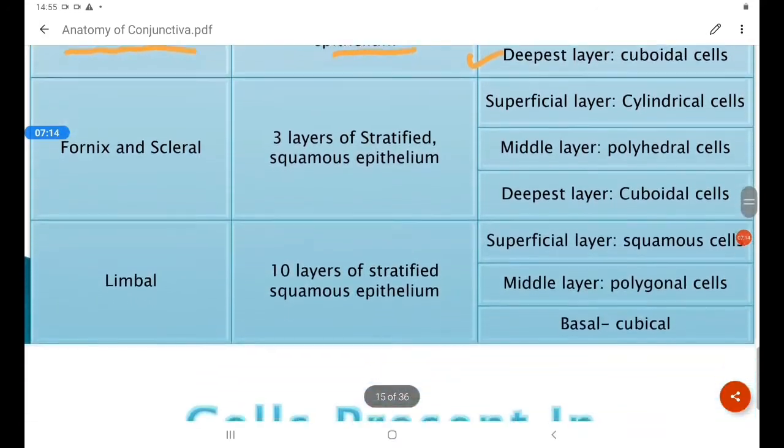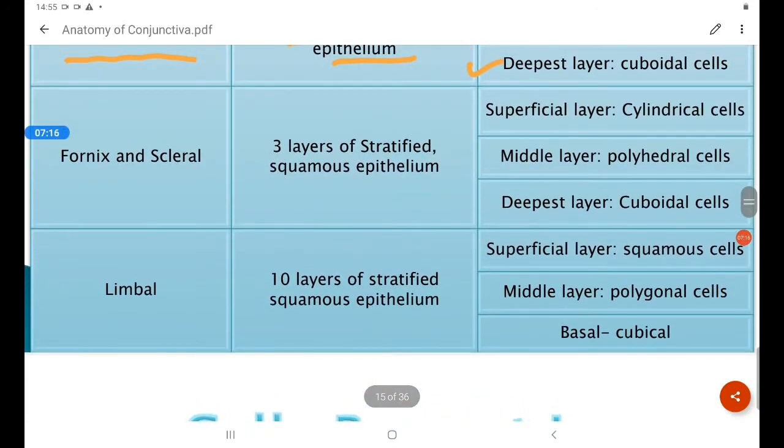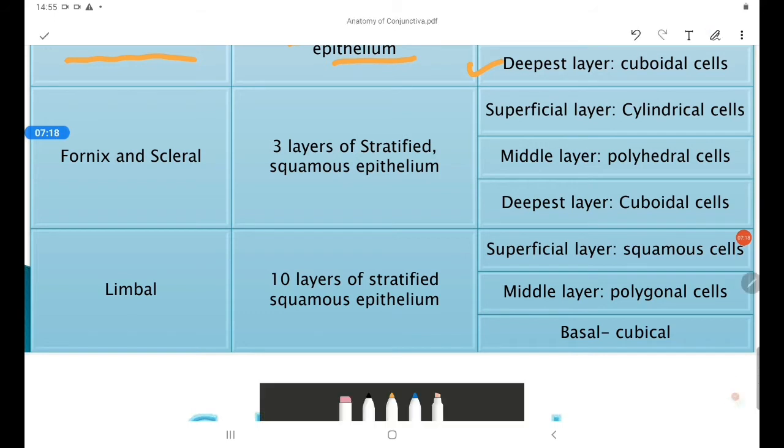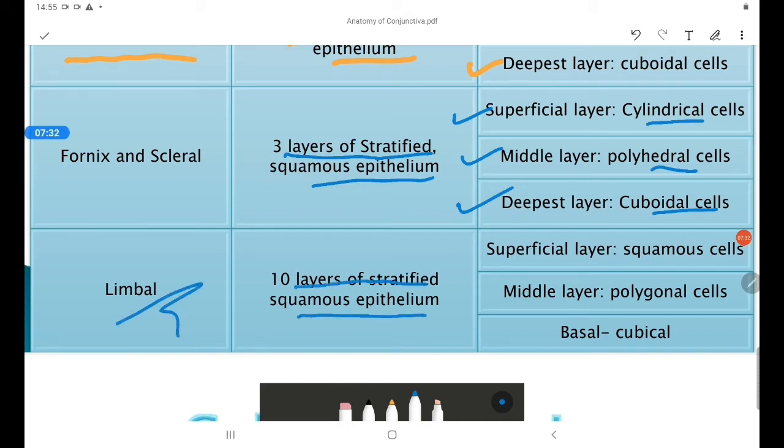Now the next is the fornix, the scleral. They are formed by 3 layers of stratified squamous epithelium. The superficial and middle layers are formed in order by the cylindrical, polyhedral and cuboidal cells. And finally the limbus has 10 layers of stratified squamous epithelium, that makes it the thickest of all, and it is superficial squamous, middle layer is polygonal and basal is cubical or cuboidal.